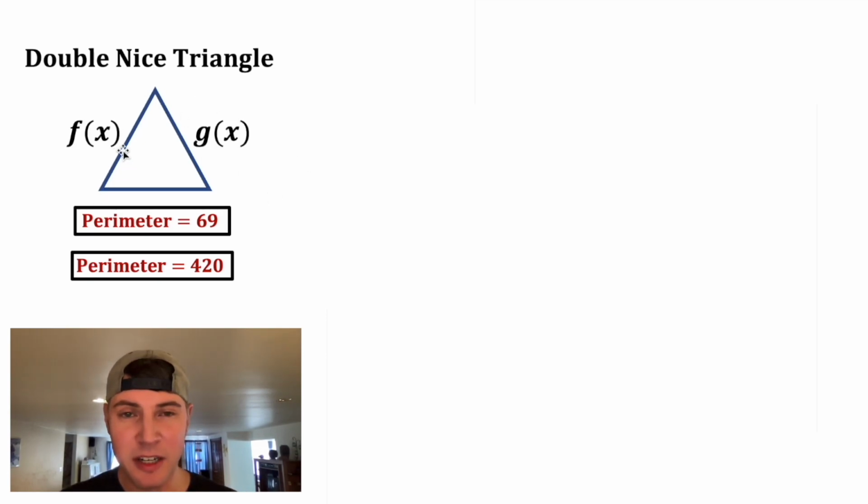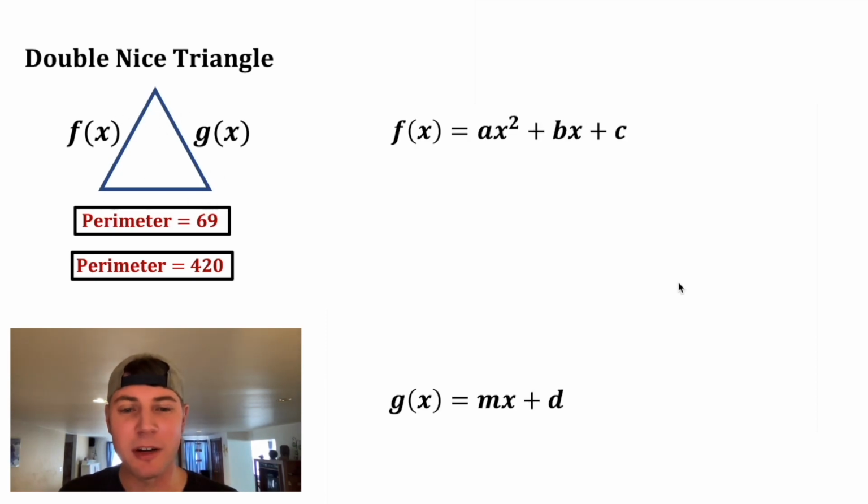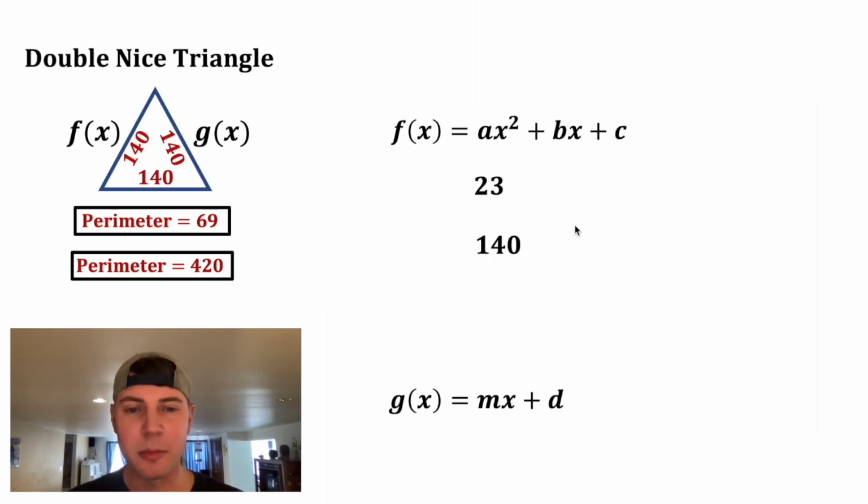So I need this side to be an f of x and this side to be a g of x. The third side isn't going to matter, it's just going to be equal to whatever these are. I wanted f of x to be quadratic and I wanted g of x to be linear. In order to get a perimeter of 69, I knew each of the sides had to be 23, so I'm going to be working with a 23. And then in order to get the 420, I need each of the sides to be 140, so I'm also going to be working with the 140.